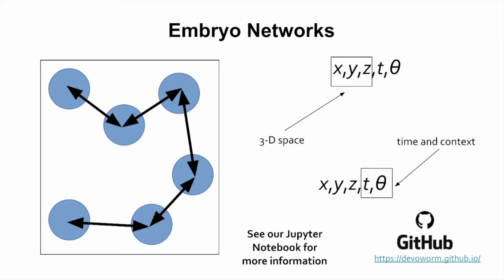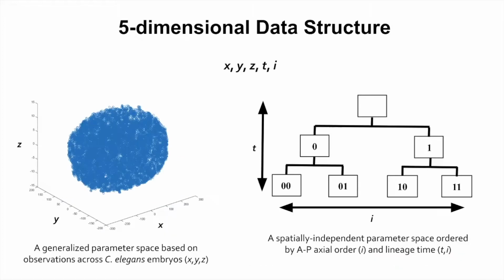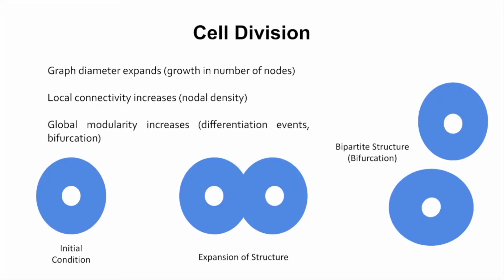Embryo networks are derived from cell tracking data in the embryo, and it gives you this five-dimensional space: 3 dimensions of space, 1 dimension of time, and 1 of context. That context can be put to use by analyzing this point cloud of cell tracking data and applied to a typical C. elegans lineage tree, where you have time, it unfolds in time, and then this I, which is the context, is the AP axial order, or the anterior-posterior order. It allows you to do very interesting things with the data.